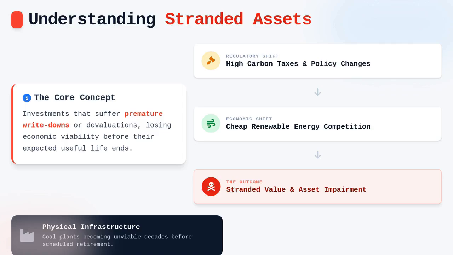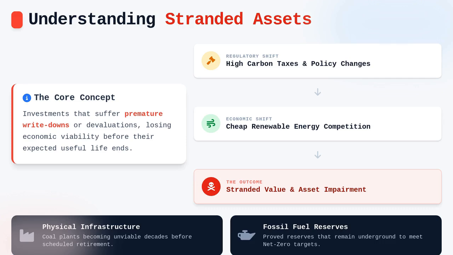This phenomenon is not limited to physical infrastructure. It extends to proved fossil fuel reserves that may never be extracted under a net zero trajectory, effectively turning valuable balance sheet assets into atmospheric liabilities.